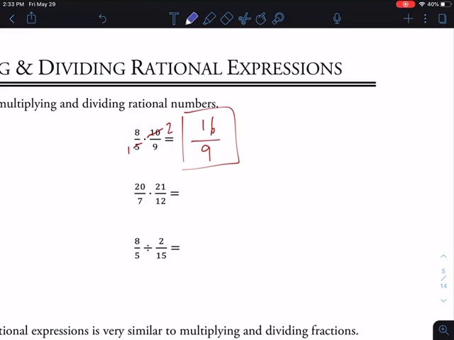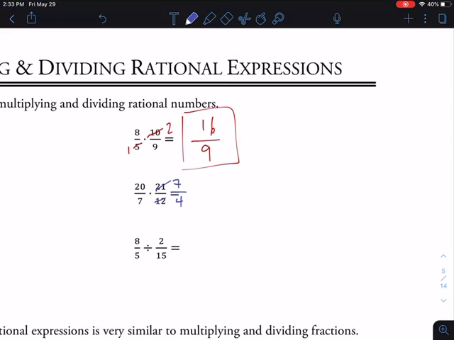Okay, so the first one that jumps out to me here is that 21 and 12 both share 3. So that's going to give me 7. Sorry, I just lost my train of thought for a second. 7, when we divide 12 by 3 gives me 4. Okay, so I just divided both of them by 3.